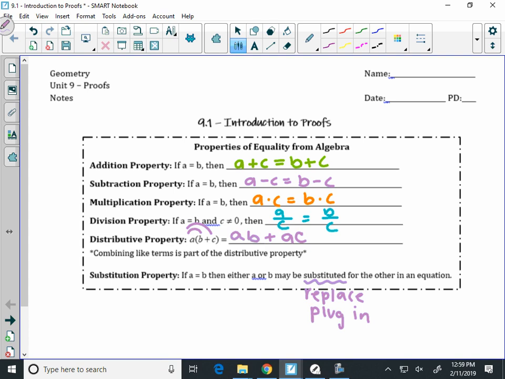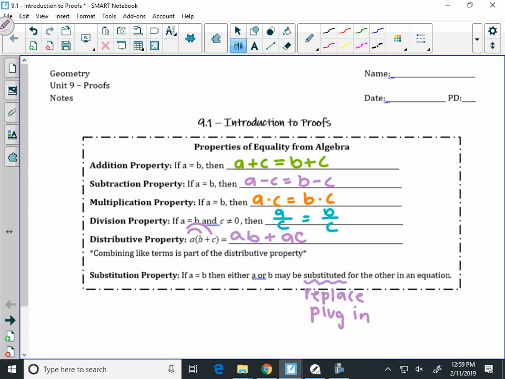We essentially use them to solve. I have something in my eye. Sorry, I'm probably making really weird faces. Okay, now we're good.